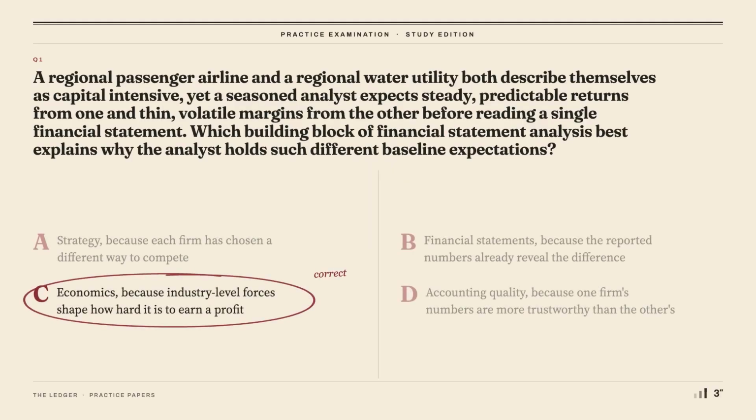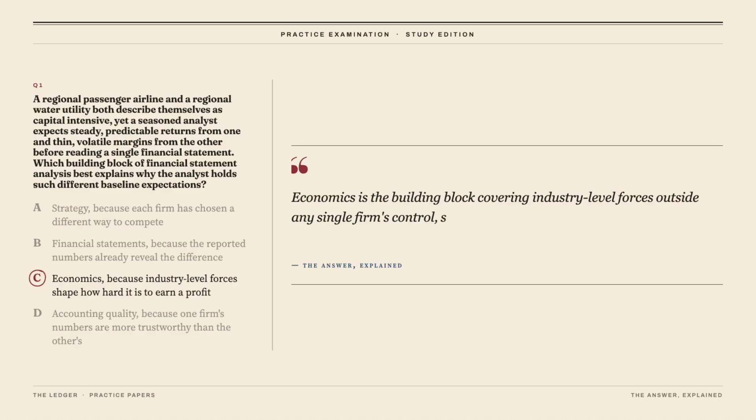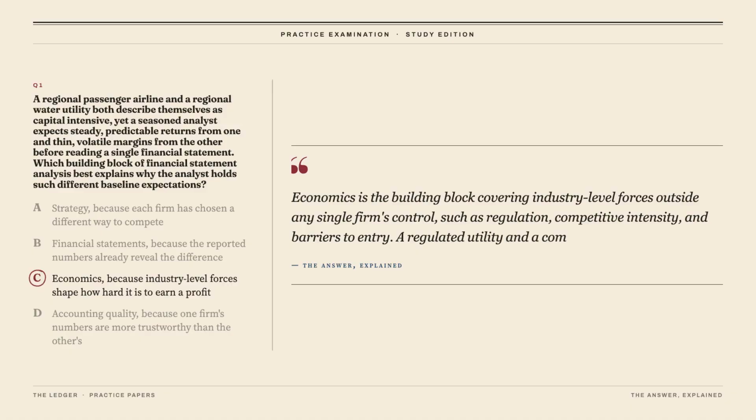The correct answer is C. Economics, because industry level forces shape how hard it is to earn a profit. C is correct because economics is the building block covering industry level forces outside any single firm's control, such as regulation, competitive intensity, and barriers to entry. A regulated utility and a competitive airline live in different economic worlds, which is why their normal returns differ before strategy or reporting is even considered.